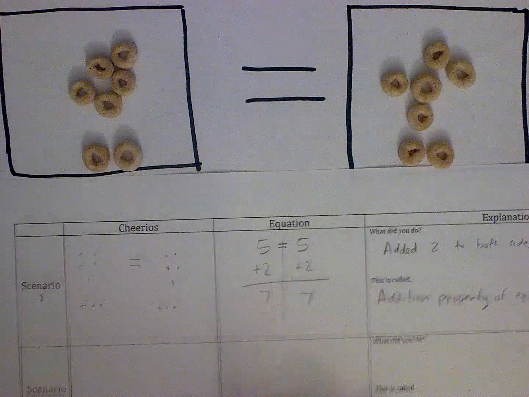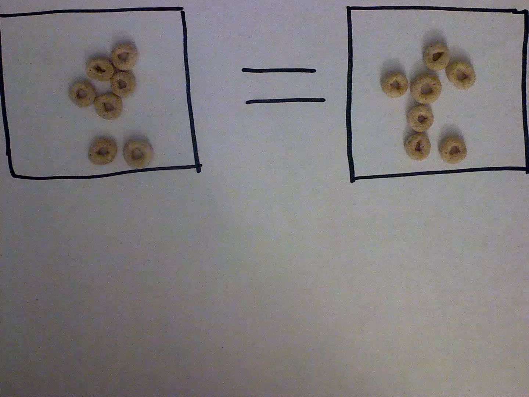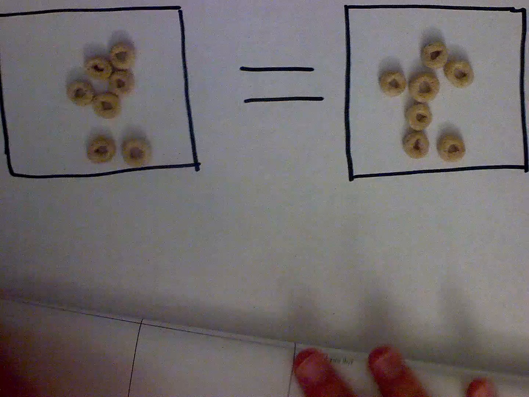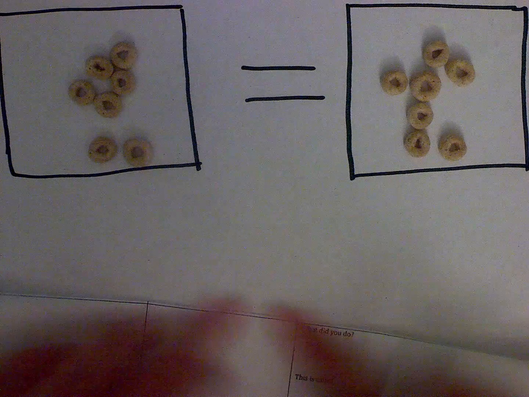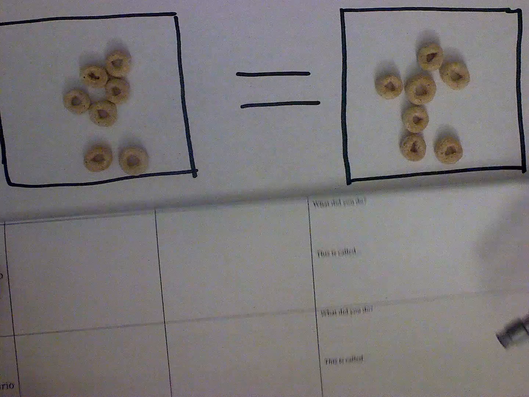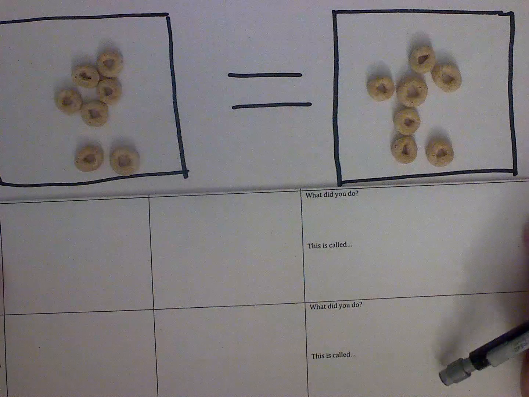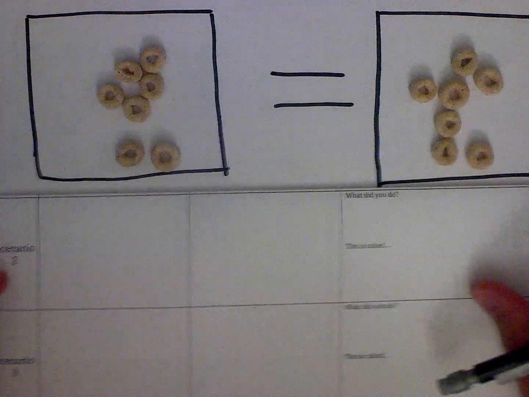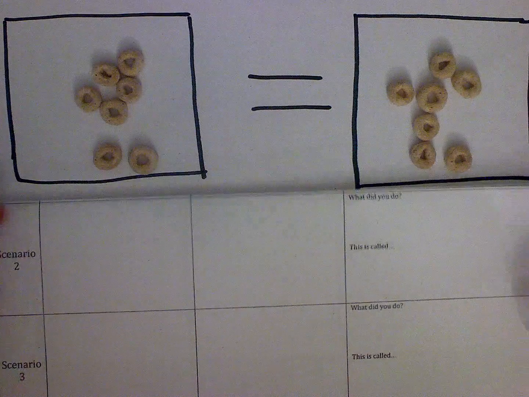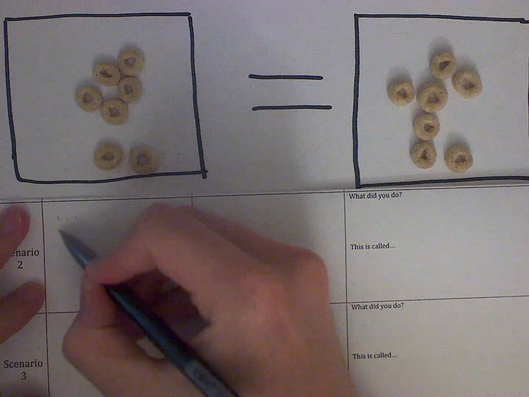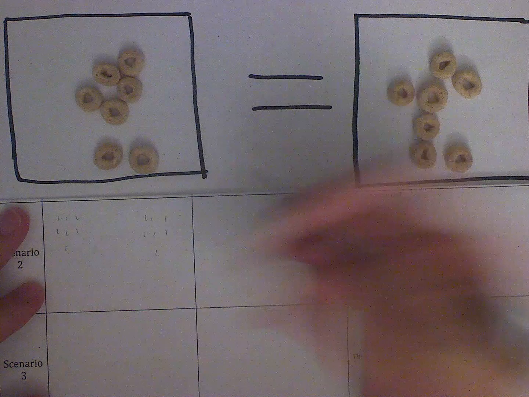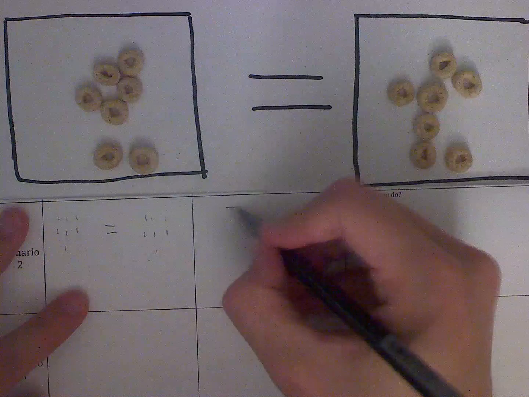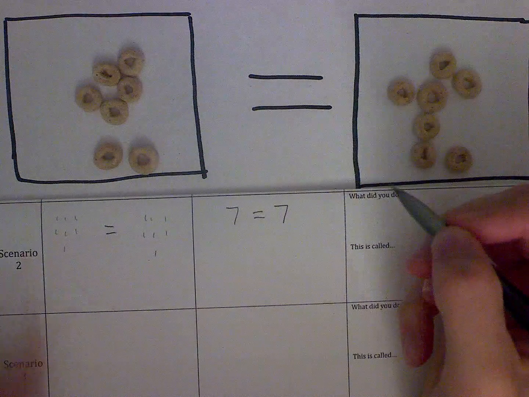Let's keep going now. You're going to move on to scenario 2. I'm going to fold my paper so that you can see scenario number 2 on my paper, along with the Cheerios, right? But you won't have to fold yours. So scenario number 2. Oops, sorry guys. Now, scenario number 2 is I have 7 Cheerios on each side. Okay, and they're equal to each other. I have 7 equals 7.